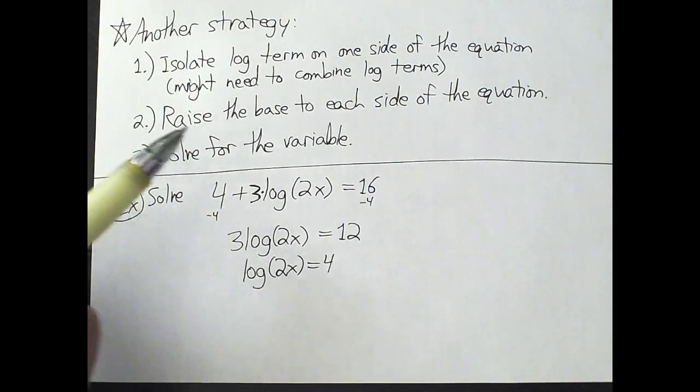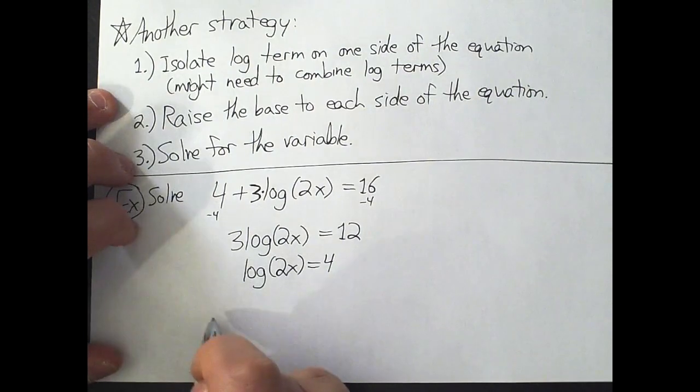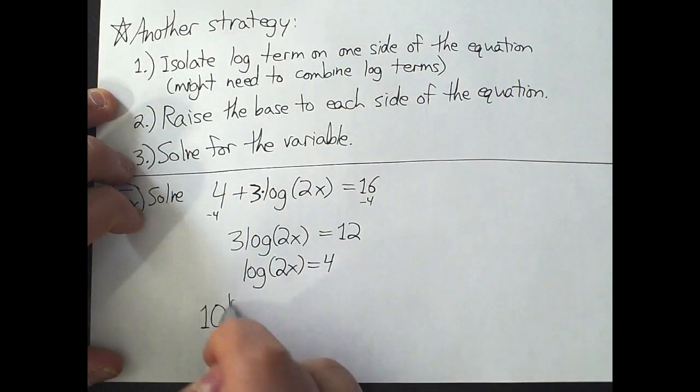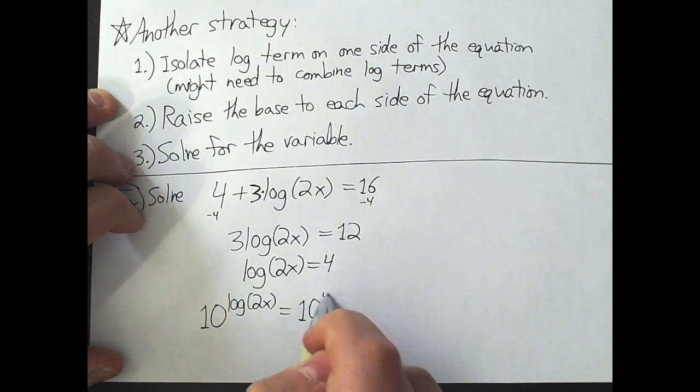Step 2 says raise the base to each side of the equation. And this is one of those situations where, again, we could technically use any base we want. You could use base 2, you could use base e, but I think we should use base 10. I think base 10 is going to be the most convenient because this is a log with base 10. Remember, when there's no little number written down here, it's implied that the base is 10. So what's this going to look like? I'm going to do 10 to the left-hand side equals 10 to the right-hand side.